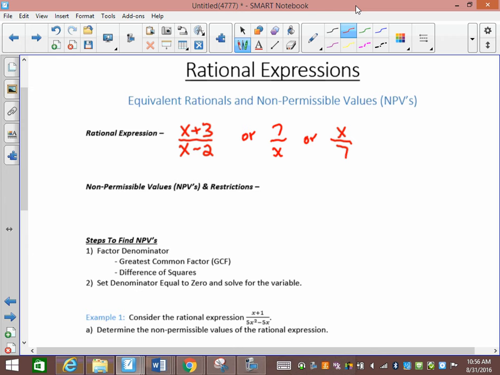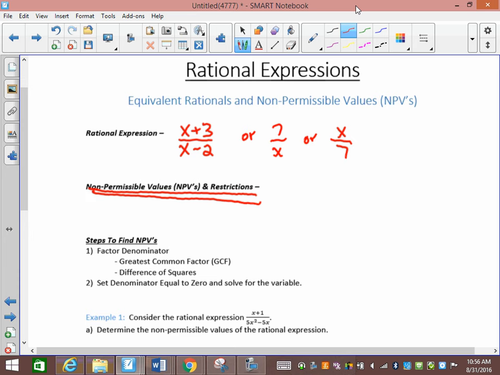So we state restrictions and non-permissible values because we have variables, letters, in the denominator. Once you have a letter in the denominator, you have to say what that letter can't be, because if it is that number, the denominator becomes 0 and the whole question is thrown out. That's why we find the NPV, not just because you know how to find it. That is the reason why we do it.